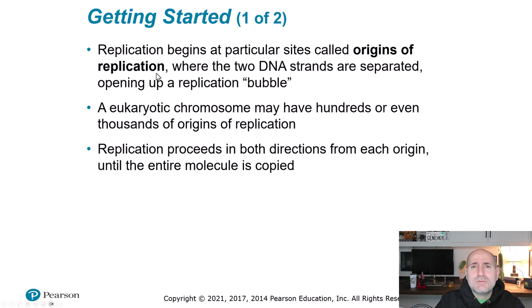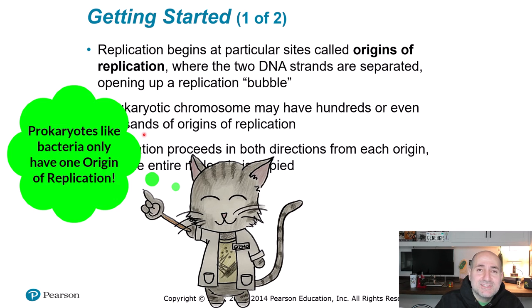Now, during DNA replication, replication begins at particular sites called origins of replication, where the two strands of DNA are separated or unzipped, opening up what's known as the replication bubble. I'll show you what this looks like in a second. Now, what's interesting is that a eukaryotic chromosome may have several hundreds or thousands of origins of replication, while if you remember from a previous chapter, prokaryotes only have one origin of replication. That's a key difference I need you to remember.